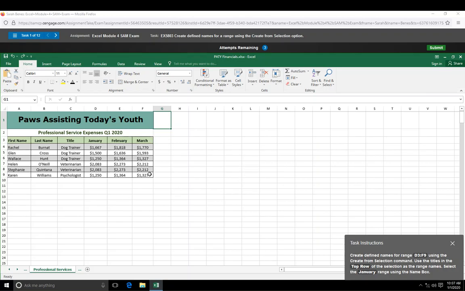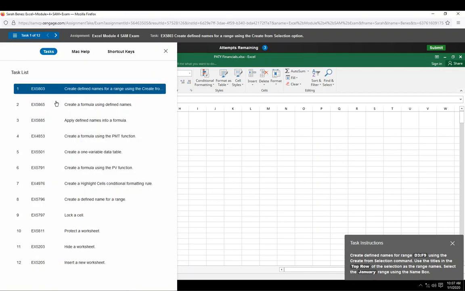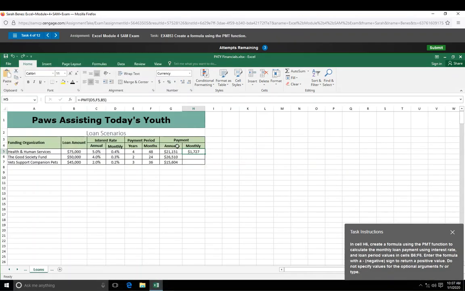Okay, so the next one you were having trouble with was the payment function. So if I come up here, and here it is, create a formula using the payment function. And I need to make sure that I've got the right questions. In H6, so I'm in H6, use the payment function using the interest rate and loan period values in cells B6 to F6. So I need to make sure that I stay on row 6.